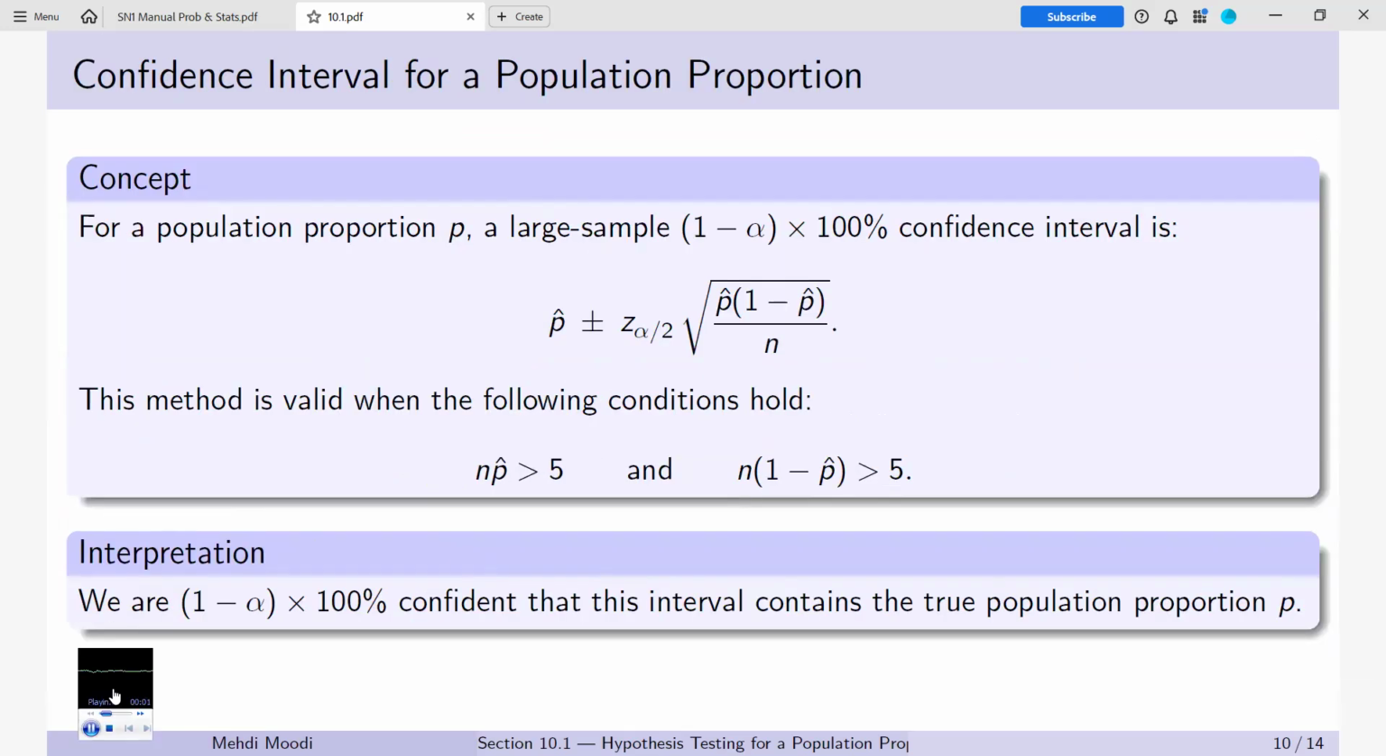Be careful about how you interpret a confidence interval. The confidence is in the procedure, not in this one particular interval. Think of it like tossing a wide fishing net. Most casts will catch the truth, but any single cast might miss.